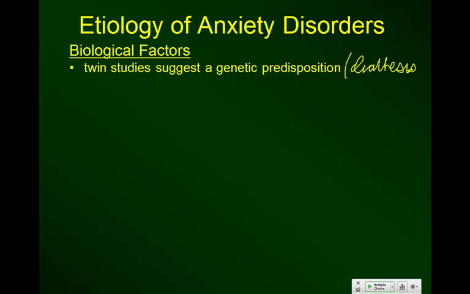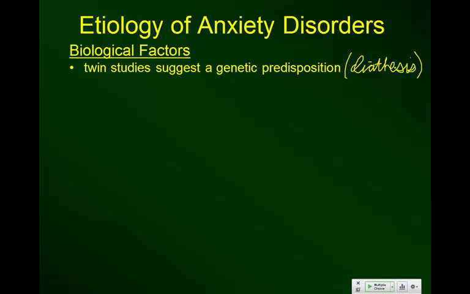So let's talk about the etiology of anxiety disorders. Got a couple different clusters of causal factors here. So remember, etiology is about what causes the disorder. So biologically, we know from twin studies that there is a genetic predisposition that you can inherit. So I'm going to sneak in the word diathesis to piggyback this on the diathesis stress slide that we talked about before. So you could be vulnerable to or susceptible to something like OCD because it runs in your family.